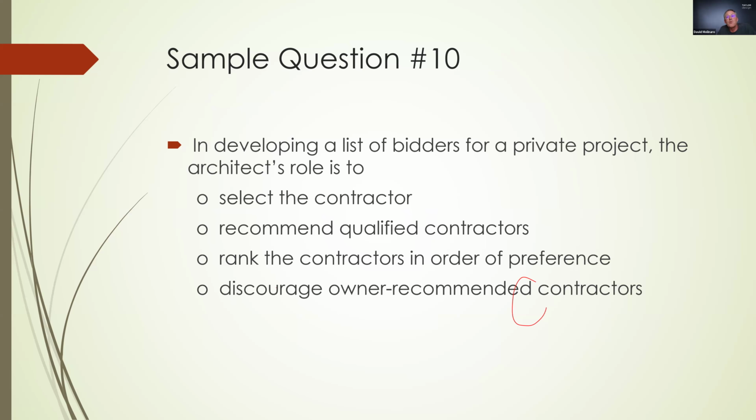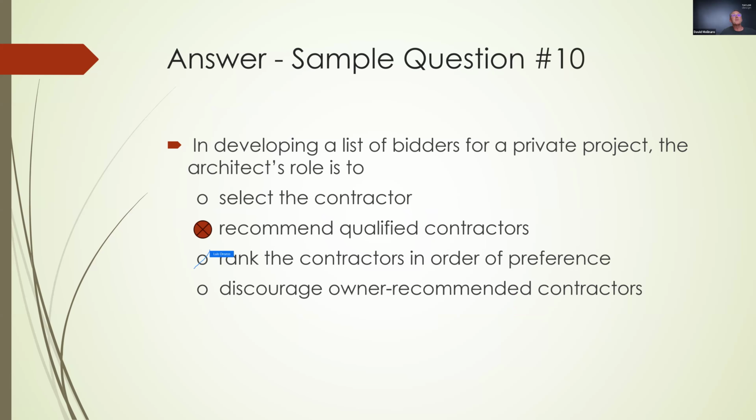So let's use this to wind up, right? In developing a list of bidders, what's our role? I've also made it so everyone can unmute in case you want to vocally answer. Gotcha. So in a private project, our role is going to be to recommend the qualified contractors. This is in developing the list of bidders. The ranking of the contractors would be after we've received the bids, if the owner wants our help.